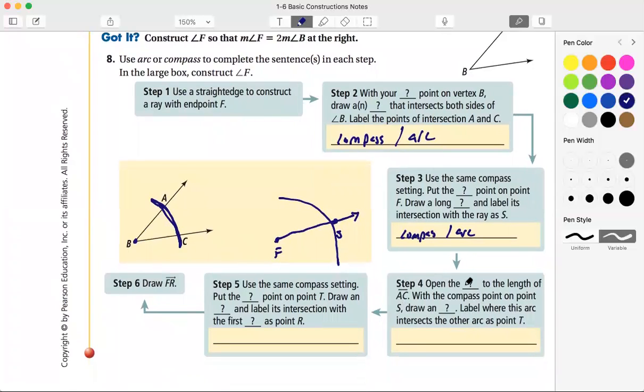Step 4, open the compass to the length AC. So I'm going to measure the compass to how long this is. Put the compass at point S, and then draw another arc. I'm going to draw another arc here. Use the same compass setting. Put the compass point on point T. We're going to call this point T. So we'll put it right here and draw another arc. Label its intersection with the first arc as point R. And then finally draw FR. If I did everything correctly, this measurement will be twice as big as this measurement.